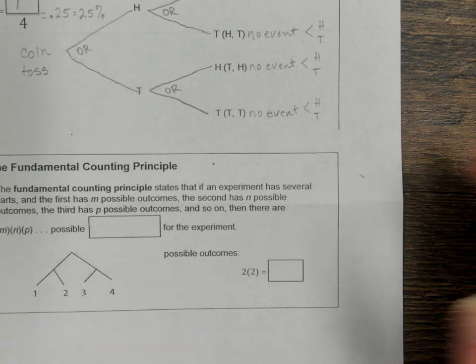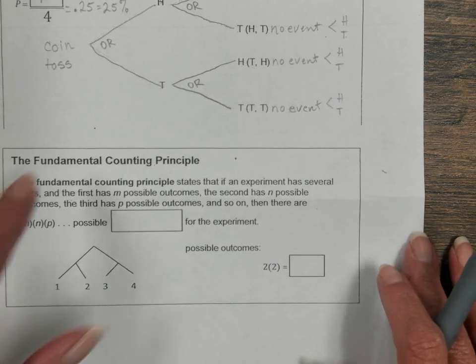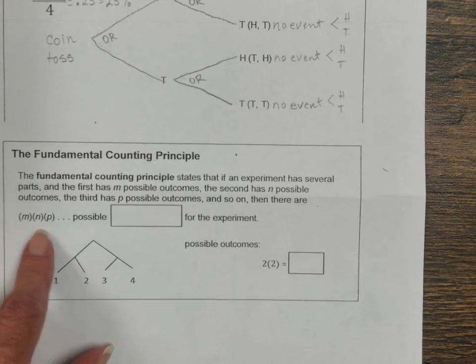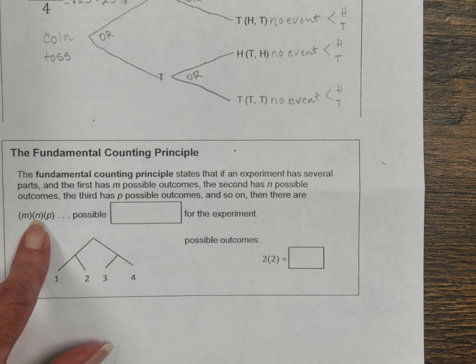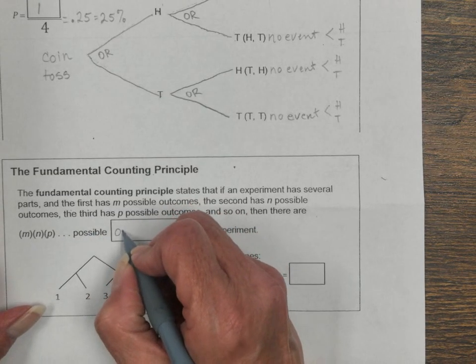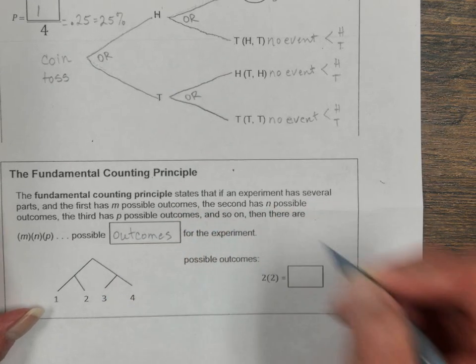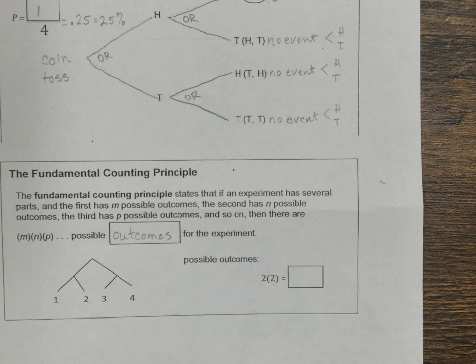But you know what? This took a long time. I don't want to do it that way. I want a shortcut. This is the shortcut. Okay? We just multiply them together. All right? This is the possible outcomes for any experiment. And it has to do with the stages.